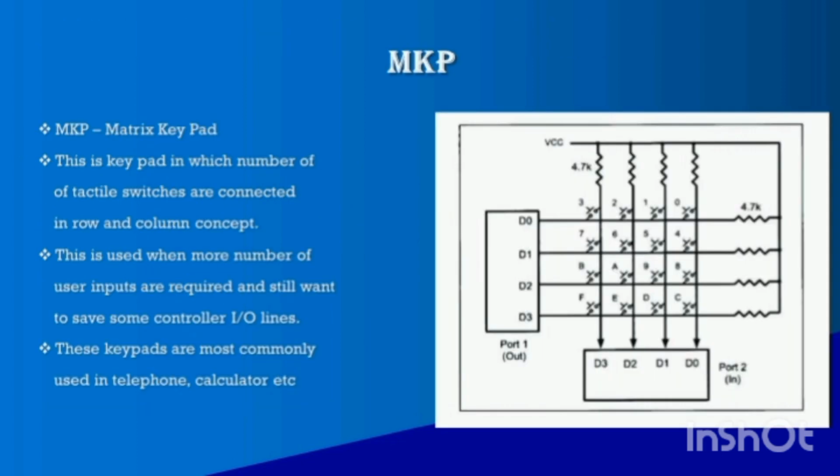Next one is the matrix keypad, which will be used as a switching circuit. This is a keypad in which a number of tactile switches are connected in a row and column concept. This is used when a larger number of user inputs are required and we still want to save some controller IO lines. These keypads are most commonly used in telephones, calculators, lockers, etc.